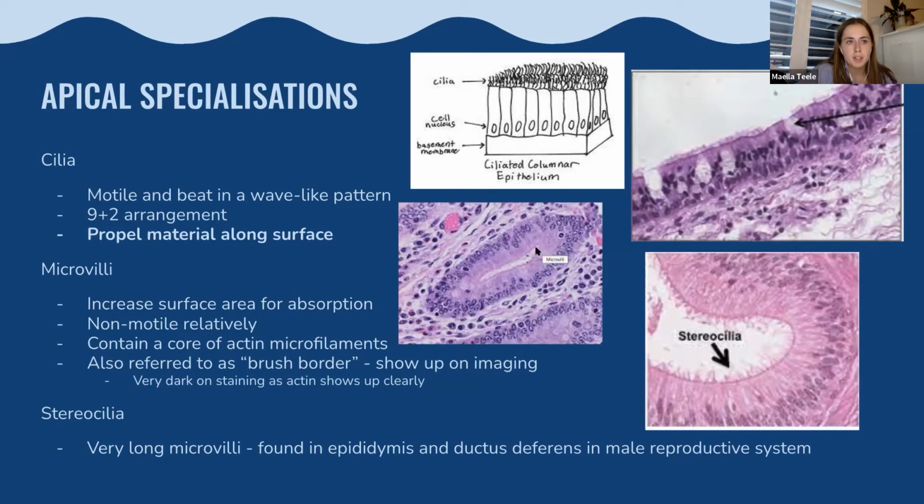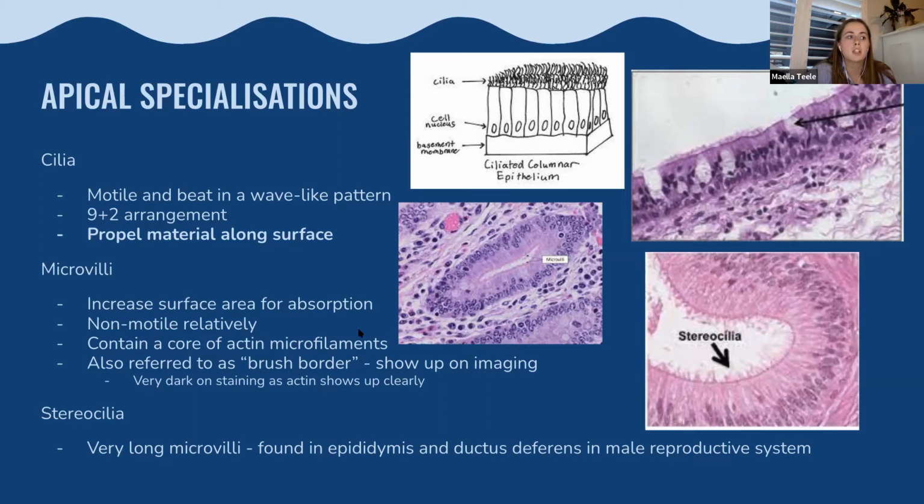Next, we've got microvilli, which are very important. If you see in this image first, you can see those little tiny feather shapes that go there. That's the microvilli inside the lumen of this structure. So they're important because they increase the surface area of the structure because there's lots of fine little finger-like things which increase the surface area for absorption, and they are relatively non-motile. So they're not like cilia, they don't move around and propel material, they're just there for absorption. So they show up on imaging quite darkly because they contain actin. So they're also referred to as a brush border because you can see it on imaging and it looks a bit like a hairbrush.